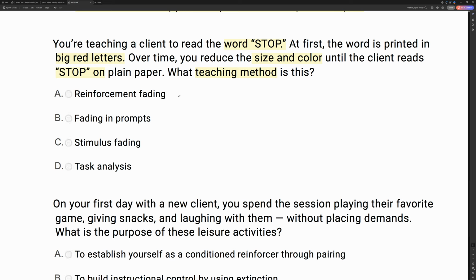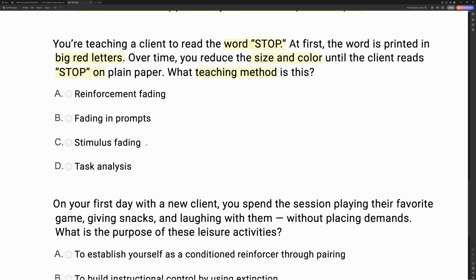So what will we call that? A, reinforcement fading. We're not discussing the reinforcement here, right? We're discussing the stimulus stop and how we're changing it to evoke a response. Well, are you fading in prompts? No, we're actually reducing the prompt. Fading in means we're adding to it. Are you stimulus fading? Yes, you're fading out the big red letters, the size, the color. You're reducing and fading out that stimulus until you get regular stop on plain paper.